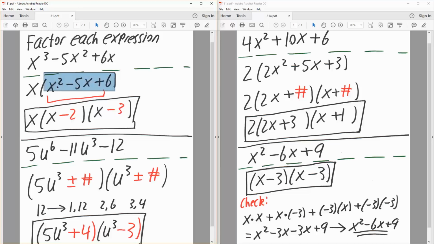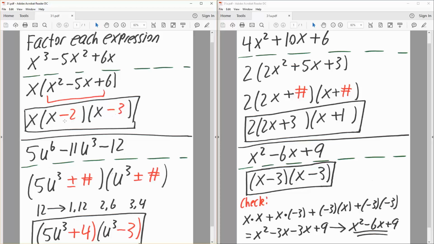And so we know it's an x squared. So one term would be an x, the other would also be an x. That's what we know automatically. Next, we look at this. This is a 6. There's only a couple ways we can get 6: 1 times 6, 2 times 3, negative 2 times negative 3, negative 1 times negative 6. So let's just try negative 2 and negative 3.